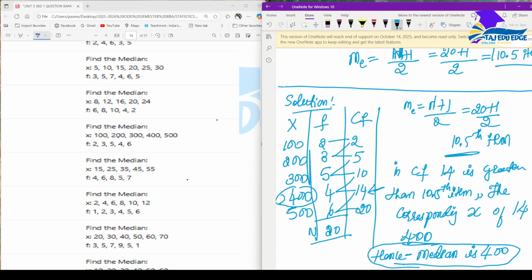Median is 400. So this is how we calculate the median. When you are calculating the median, you should be very careful. Here there are no two formulas like odd number or even number as when we were calculating for individual series. There is only one formula, n plus 1 divided by 2, and we have to find which is the item number, which is the next largest CF, and the corresponding x. That will become the median.